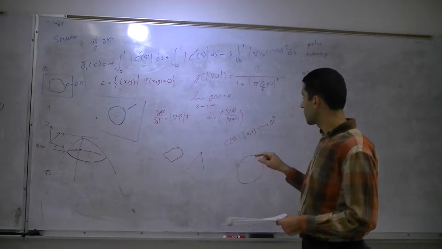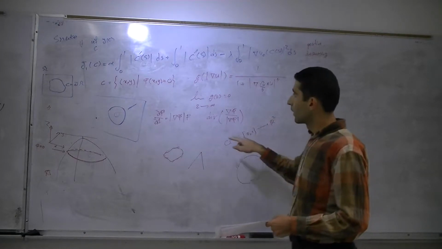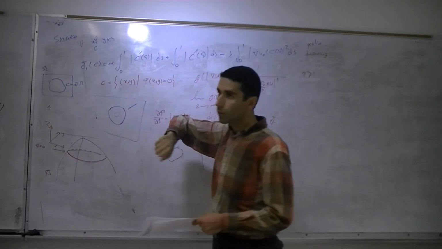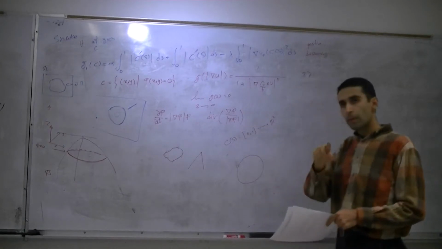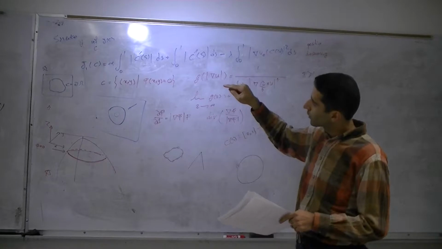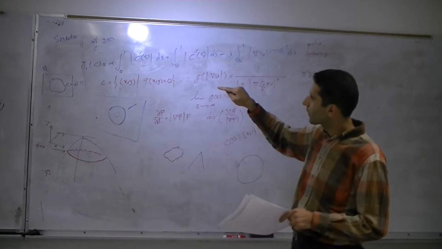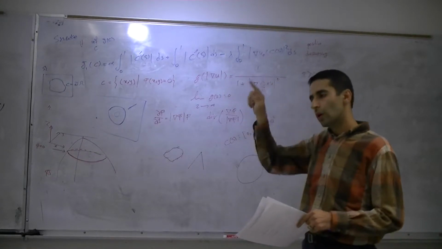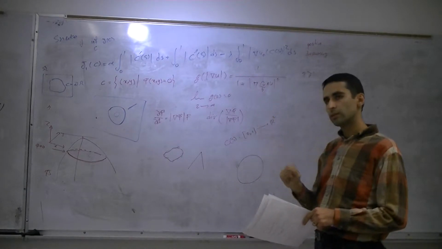The C is a parameter between 0 and 1. When you do the integral from 0 to 1, you mean the S, right? Yes, S is 0 to 1. When you try to find the integral from 0 to 1, it means you trace all of the curve once.